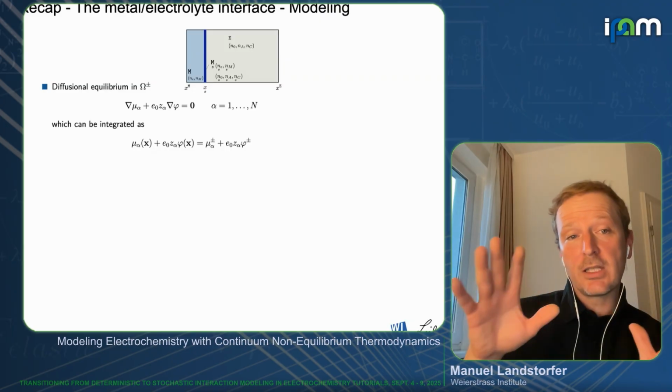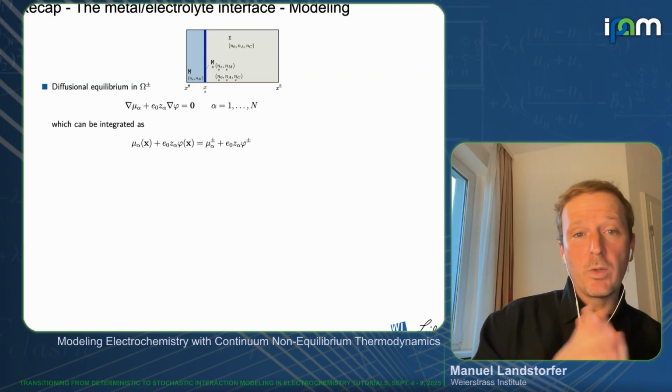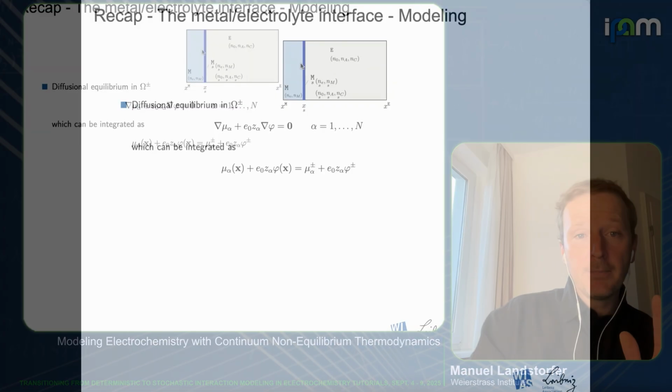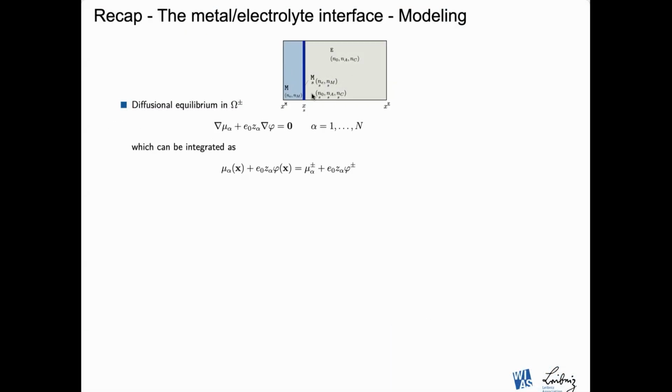And in order to do so, just a little recap. So we consider a metal in contact with an electrolyte. In the electrolyte, we have solvent, anions, cations. On the metal surface, we have surface electrons, surface metal ions, and adsorbates in principle. And we consider diffusional equilibrium in both phases. So the gradient of the electrochemical potential is 0, or you can integrate this.